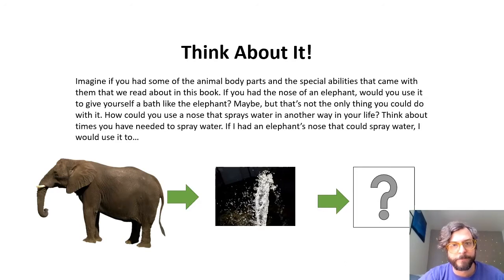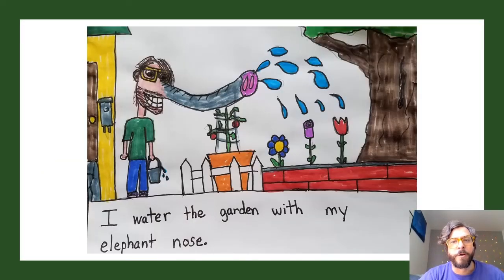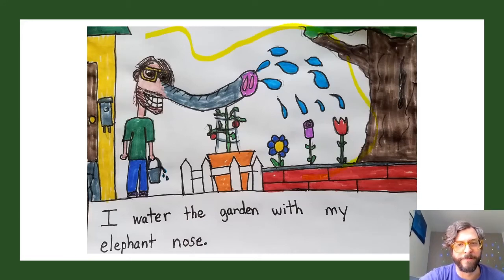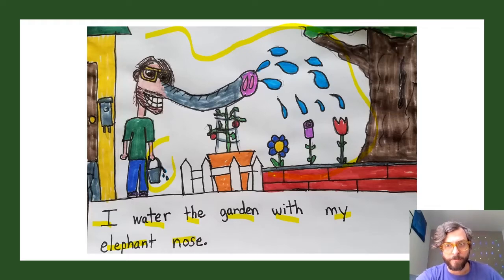Ready? I water the garden with my elephant nose. Well, there it is. That's my drawing in my imagination. And there I am watering my pretty flowers with my elephant nose. And I've got my bucket of water in my hand. This was at my old house. Here's my words. I water the garden with my elephant nose. So now it's your turn. You try and do a crazy picture about what you would do with one of the special skills that you get from those animal body parts.